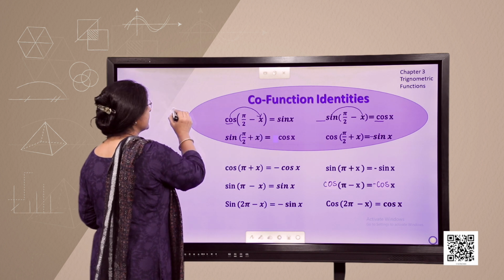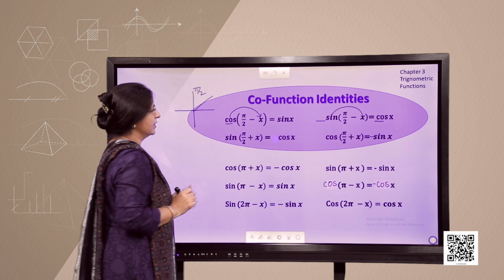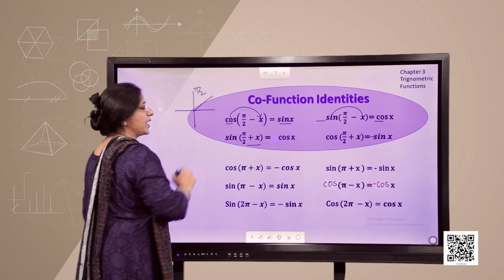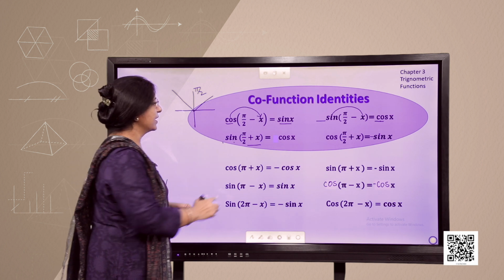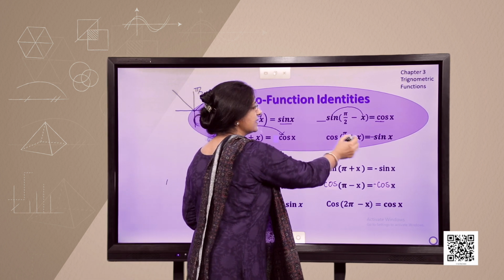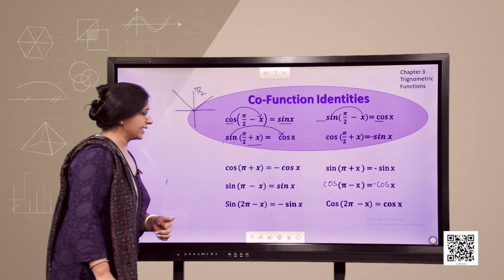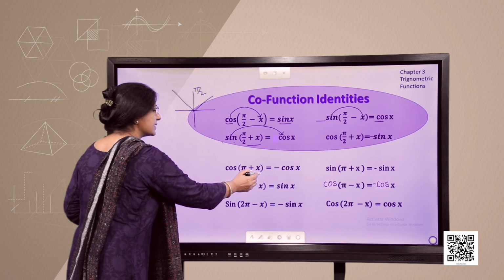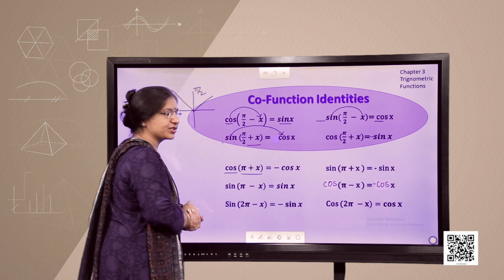And this pi by 2 minus x represents, this is pi by 2. When we talk about pi by 2 minus x, this represents the first quadrant. Therefore, all the ratios are positive in the first quadrant. When we talk about pi by 2 plus x, we are talking about the second quadrant, and in the second quadrant sine is positive. That's why sine changes to cos x with the positive sign, and cos of pi by 2 plus x is negative in the second quadrant. That's why it changes to minus sin x. Now we come to cos of pi plus x equal to minus cos x. How is this? Pi plus x represents the third quadrant, and in the third quadrant the cosine function is negative.